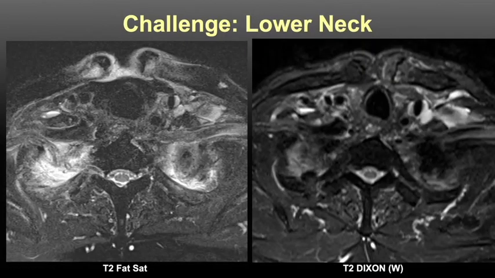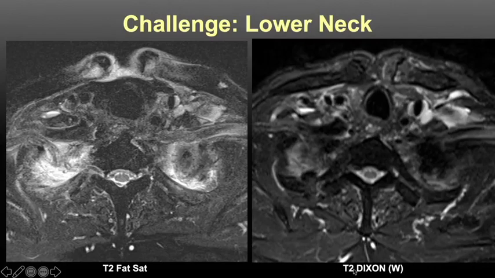In the lower neck, similar story. Here is a T2 FATSAT image where you have lost fat suppression around the head of the clavicles. You have lost fat suppression near the lung apices because of the air soft tissue interface, and also in the supraclavicular fossa. You can barely see the inferior edge of the thyroid over here.